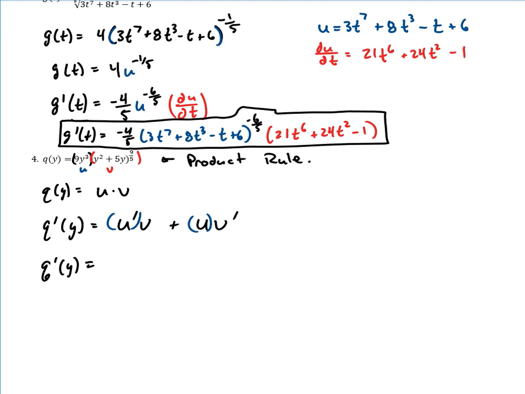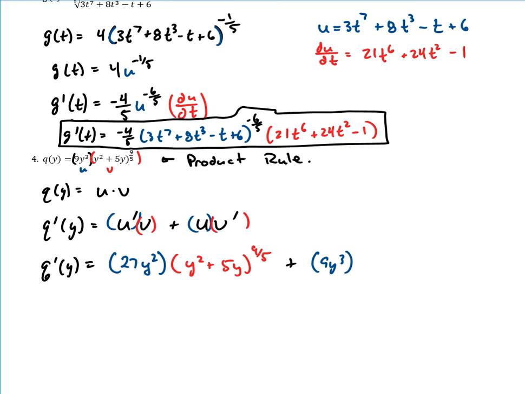so the u's in blue. So u prime, I can do that without any scratch work. So the 3 would times the 9. So we have 27 y squared. So that's u prime. And then v is just going to be rewritten. So we have y squared plus 5y to the 9/5. And then we have our plus. And then we have our u, which I could just copy. That's fine, 9y cubed. And then we have our v.